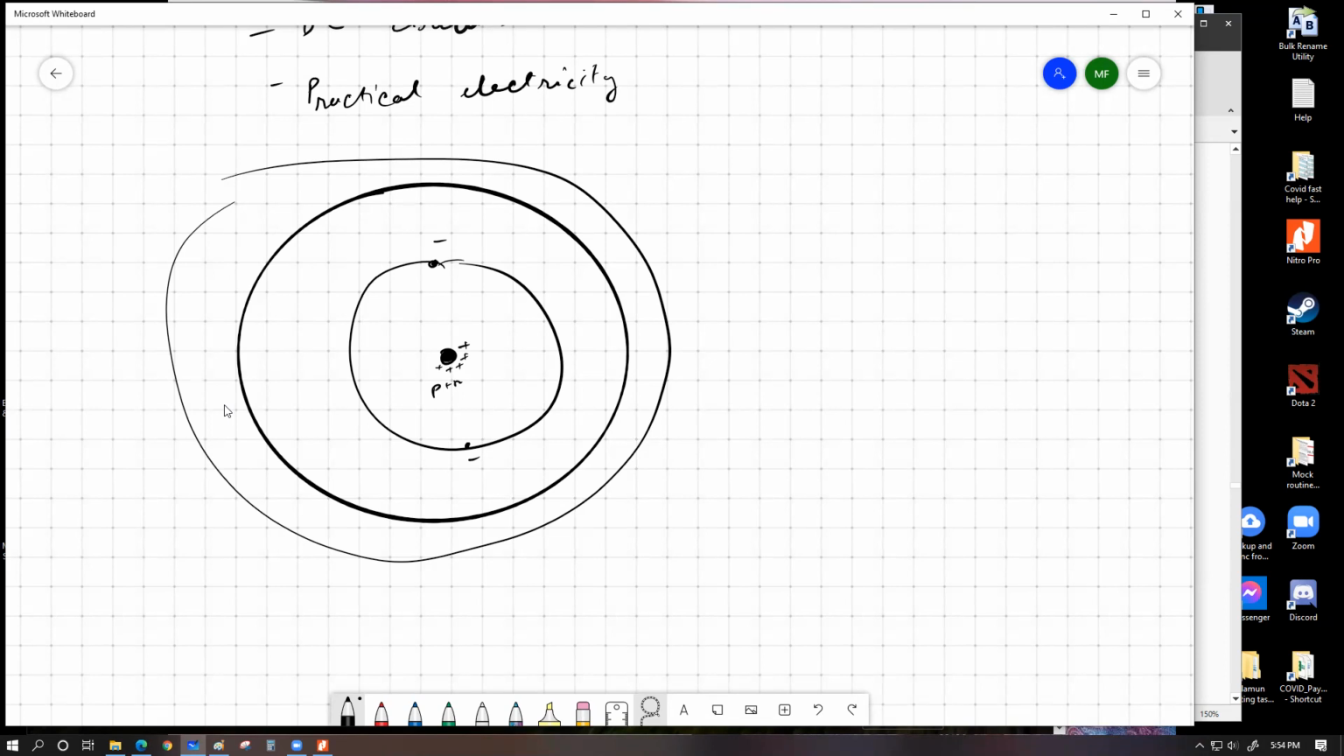The way an object can become positively charged is if electrons leave it. Negative charges leaving an object leaves the object positively charged, and the way any object can become negatively charged is if electrons enter into that object. So charging of an object will always happen by means of the movement of electrons, and electrons only, nothing else. Electrons leaving makes the object positively charged, electrons entering makes the object negatively charged.